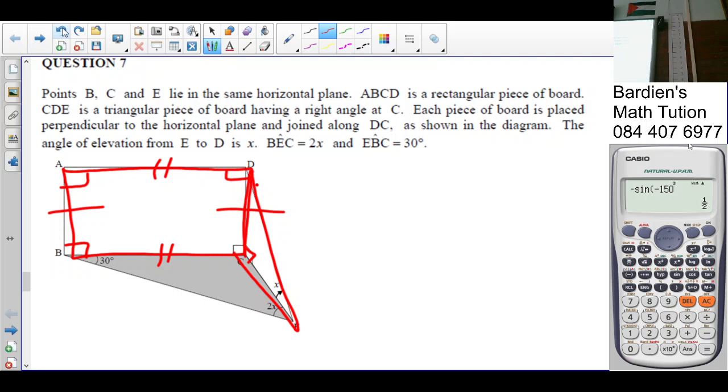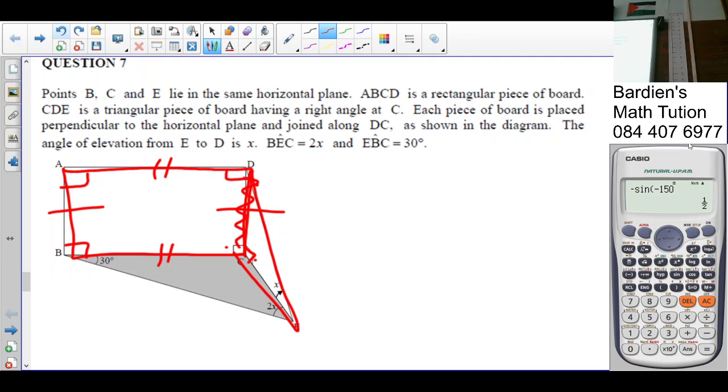At the right angle at C, then we are told that each piece of board is placed perpendicular to the horizontal plane, which now gives me that the horizontal plane will always be perpendicular to the vertical plane. Okay, perpendicular to the horizontal plane and joining along this line DC, as shown in the diagram.